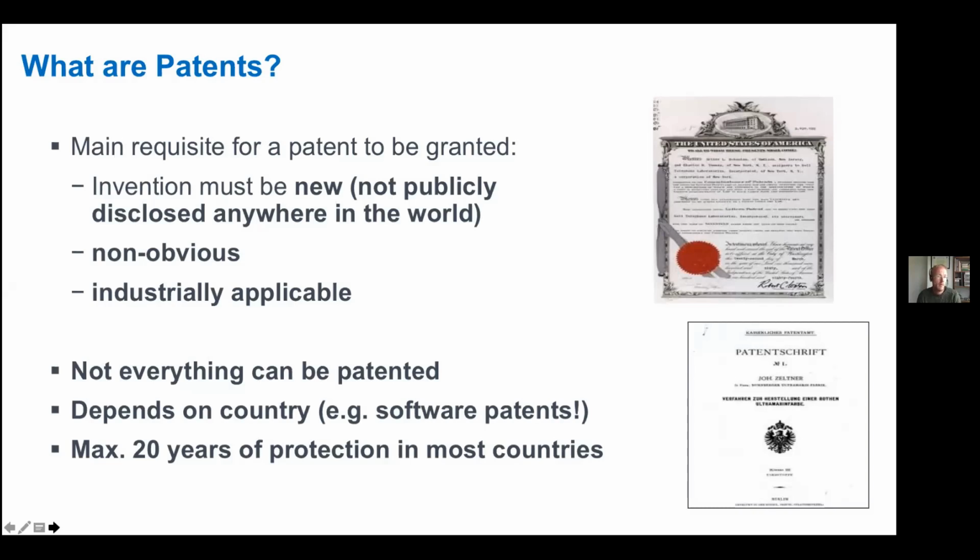Okay. Then it has to be non-obvious. It has to have some inventive step. So there has to be some innovation in the idea, not something too obvious. And then last but not least, the third requisite is industrial applicability. Usually this is the easiest one to comply with, because if you want to patent something, you always have the idea that you want to commercialize it somehow. So it's usually industrially applicable.